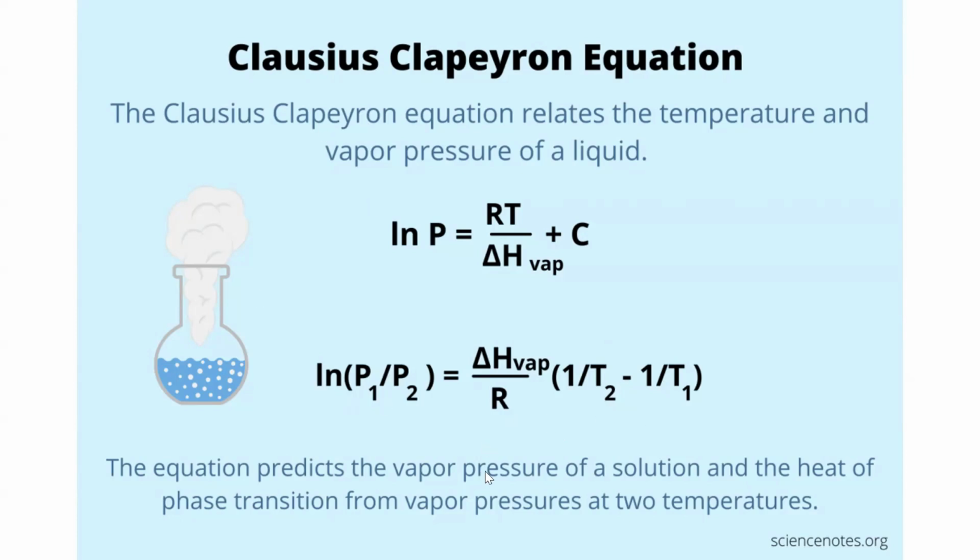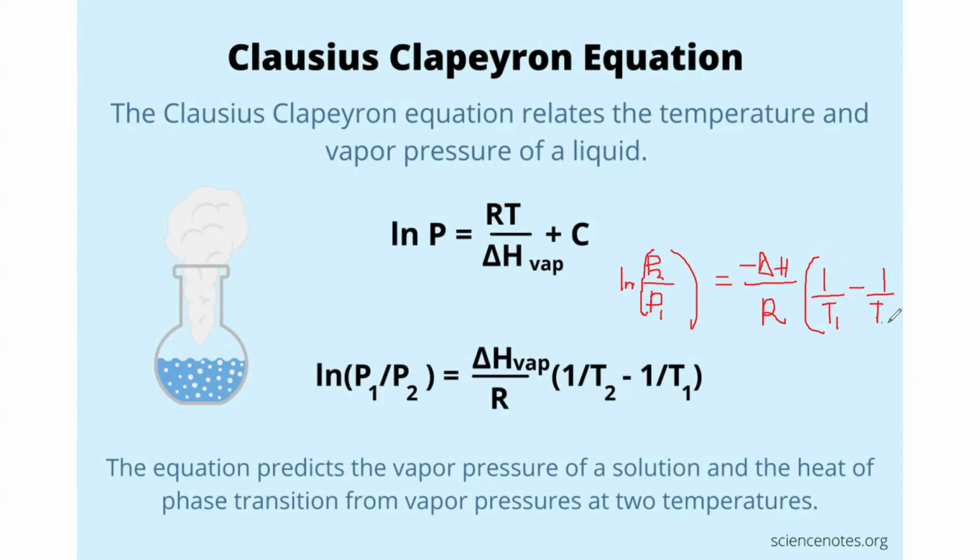The equation can be rearranged to another form: ln(P2/P1) = minus ΔH over the universal gas constant R, then open brackets 1/T1 minus 1/T2.